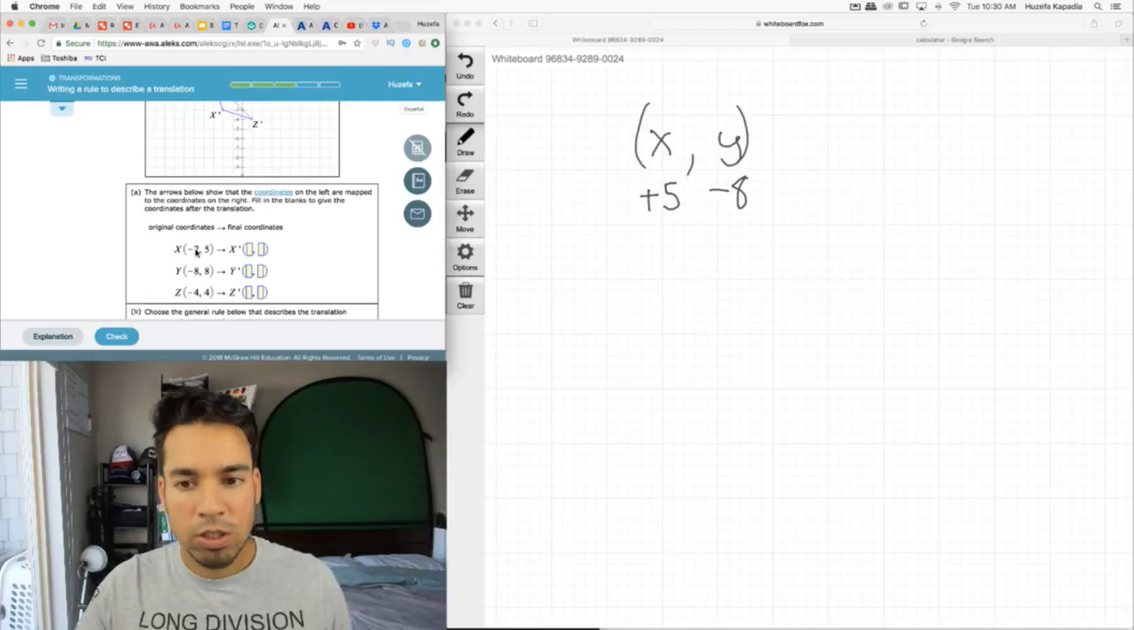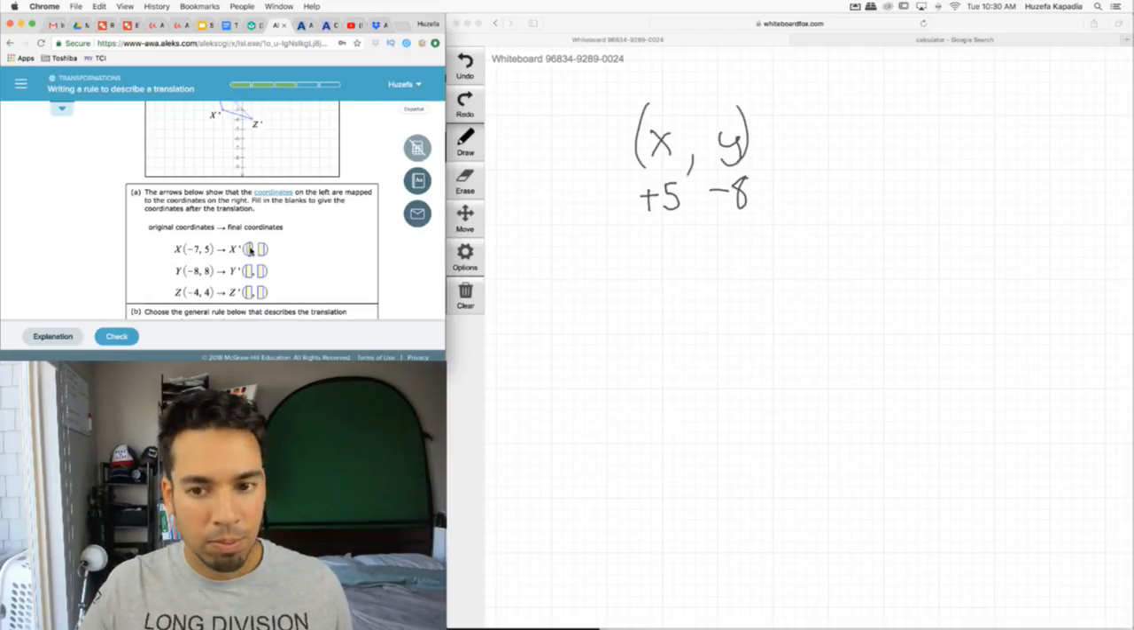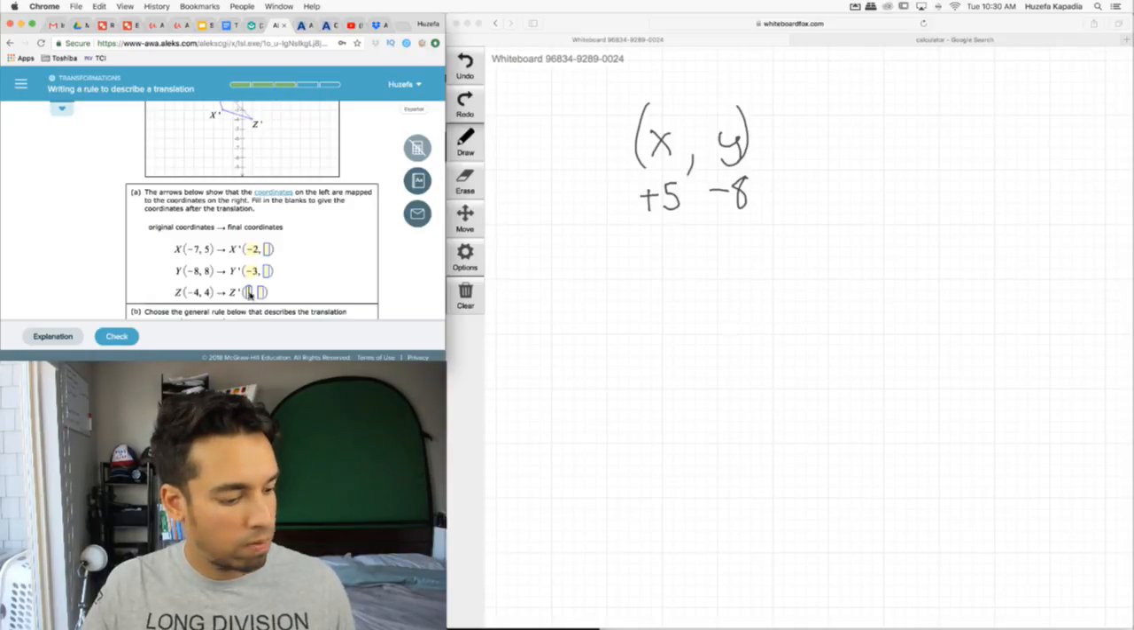Okay, so let's just do the x's real quick. Negative 7 plus 5 is negative 2. Negative 8 plus 5 is negative 3. Negative 4 plus 5 is 1. And now let's subtract 8 from all these. 5 minus 8 is negative 3. 8 minus 8 is 0. 4 minus 8 is negative 4.